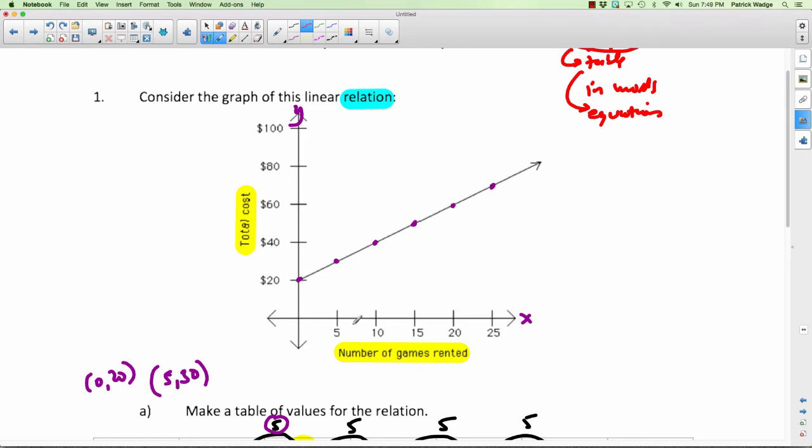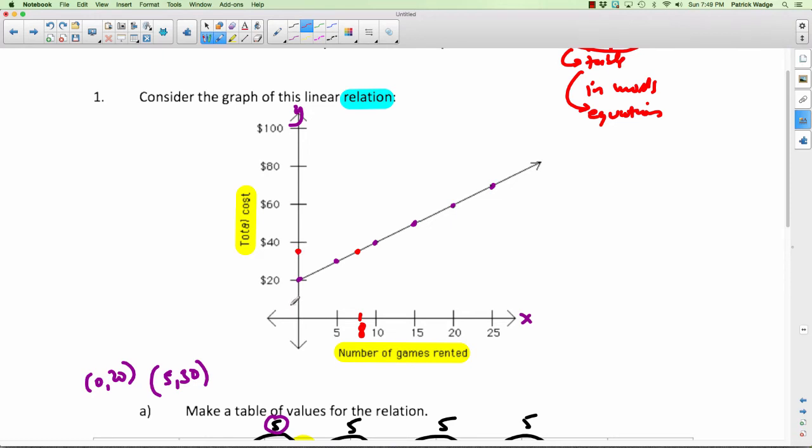But what if I wanted to know how much it costs to rent 8 games? There's no dot at 8, right? If I go up from the 8, there's no dot there. But come on, we can estimate, right? If I go up to the 8 and then go over from there, it ends up around there.